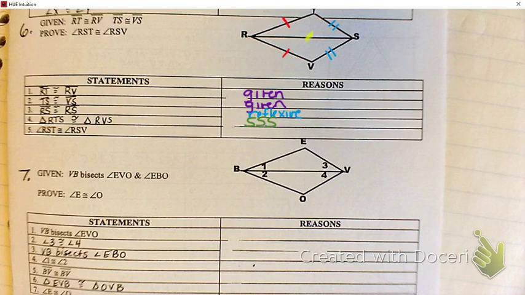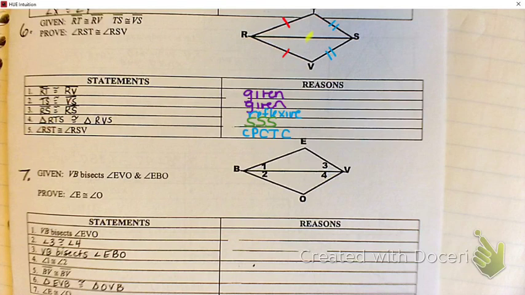And then the last thing says the two angles are congruent. Remember what I just told you on the previous problem? Once you have the triangles congruent, then the reason for any part of the triangles being congruent is CPCTC, corresponding parts of congruent triangles are congruent. Okay, any questions?